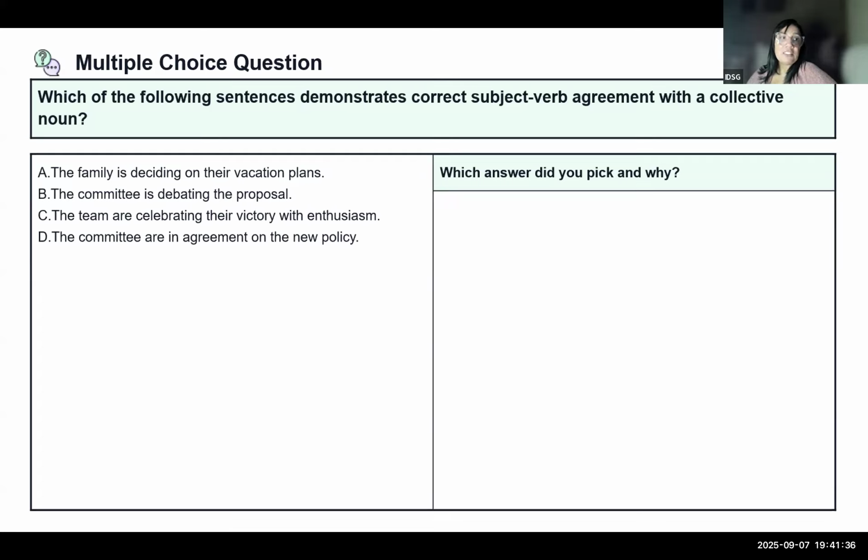C, the team are celebrating their victory with enthusiasm. D, the committee are in agreement on the new policy. Which answer did you pick and why? You can answer the question in the space provided on the worksheet. When you finish, you may post it in the assignment area.